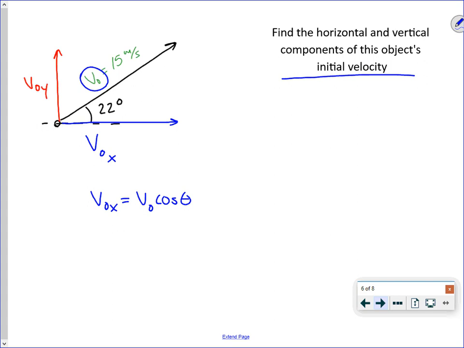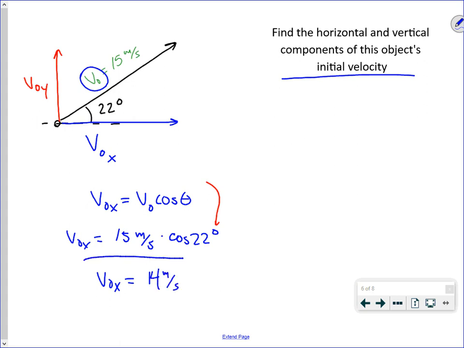Okay. So now we substitute V0 x is 15 meters per second times the cosine of 22 degrees. Degrees is a unit. Must be included in work that you're actually getting an answer. All right, so 15 cos 22, 14 meters per second. Well, I got 13.9. Yeah, I know. There's two sig figs, right? 1, 2, 1, 2.